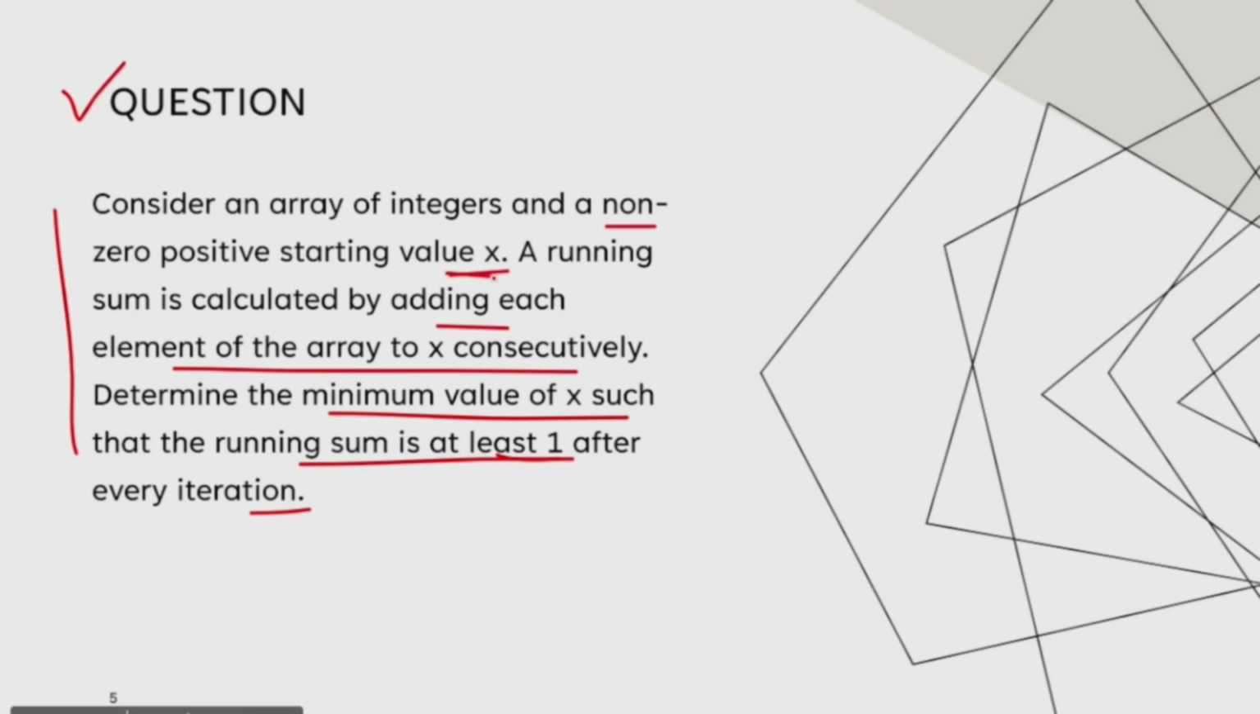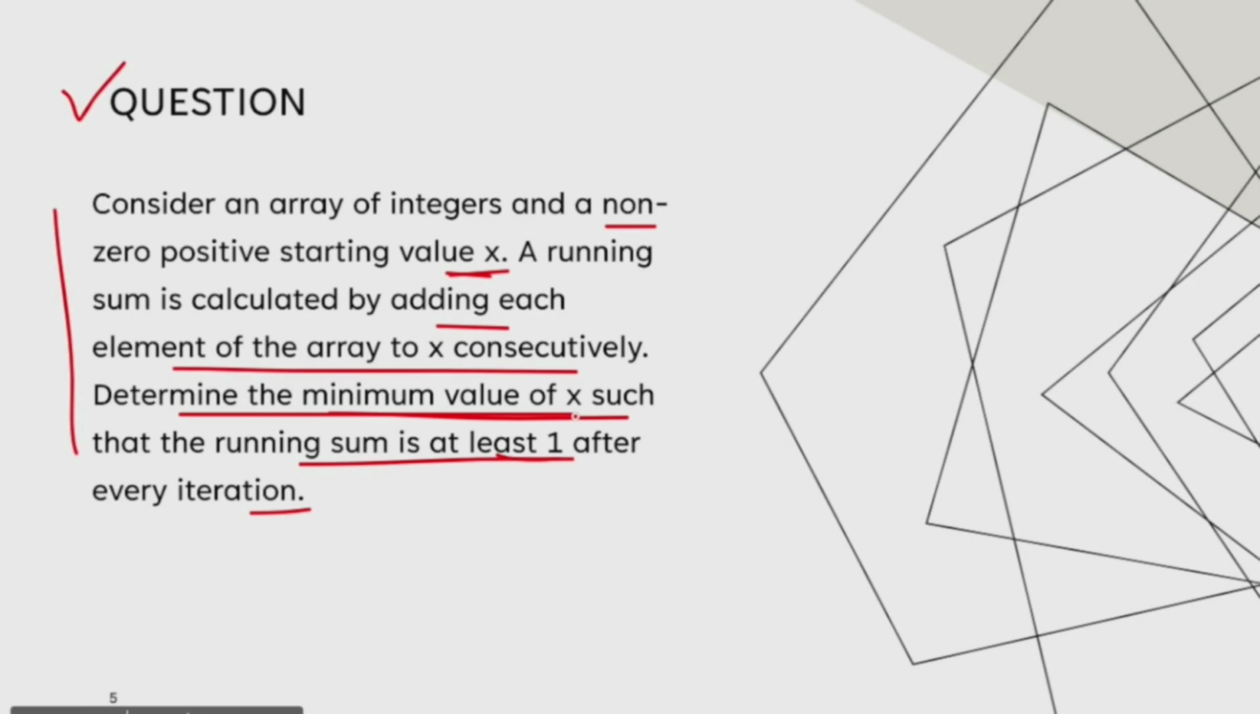This x can be anything, any positive number, but in this coding problem you have to find the minimum value from which you can start your calculation. In the question it says to determine the minimum value of x. It can be any number, but you have to find the minimum one. So you start your calculation with this particular x value, and that x value you have to determine as the minimum one.